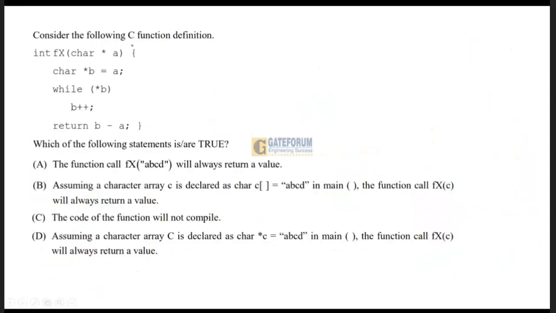The following question was asked from programming in C. The function is given like this: int fx, char star a. The concept they are using is a pointer. Char star b equal to a, they are assigning the value of a, which will be passed to this function, to char star b. And while star b, b plus plus, the value of b is going to increment, and finally return b minus a.